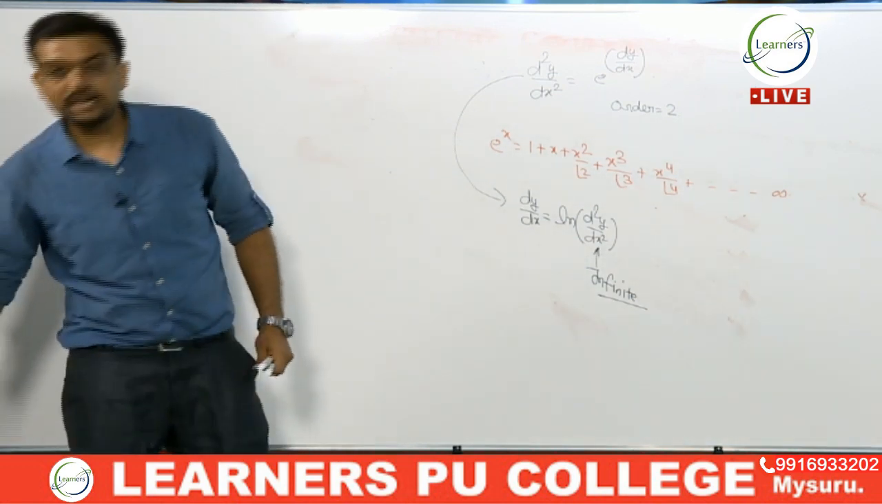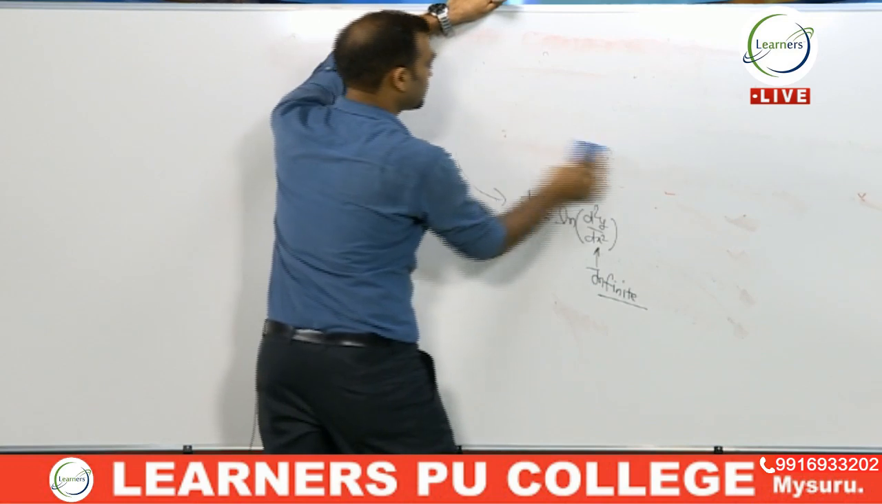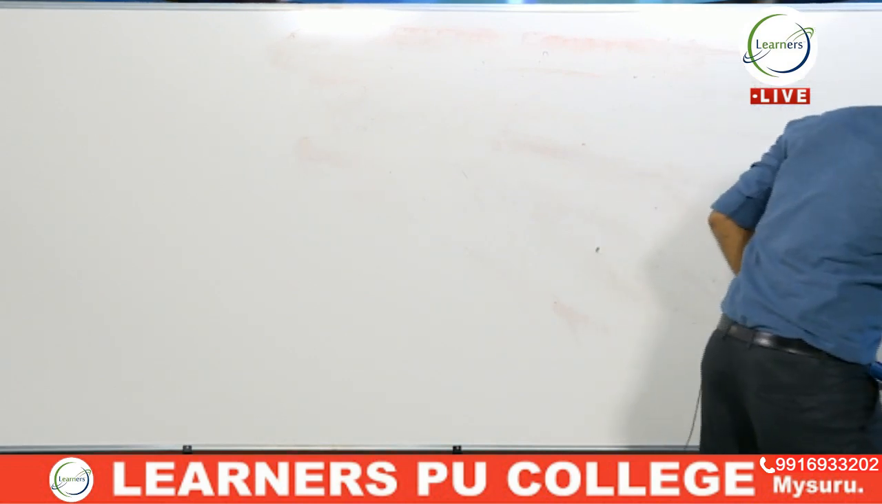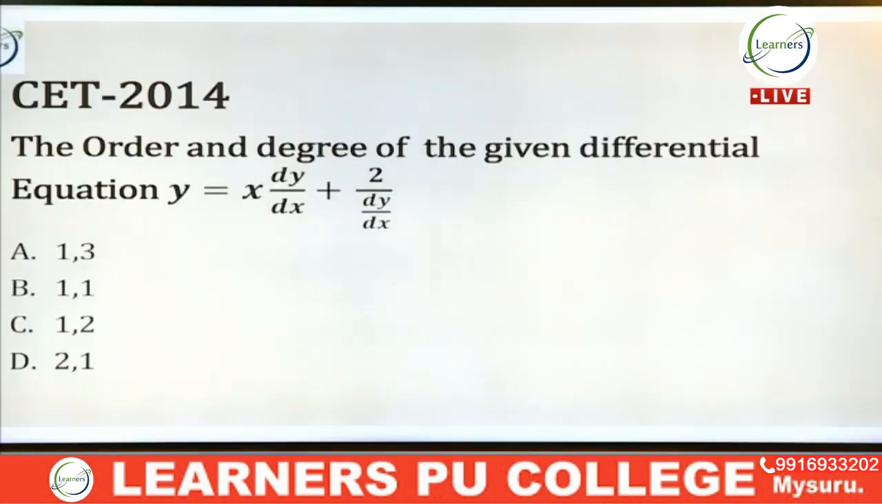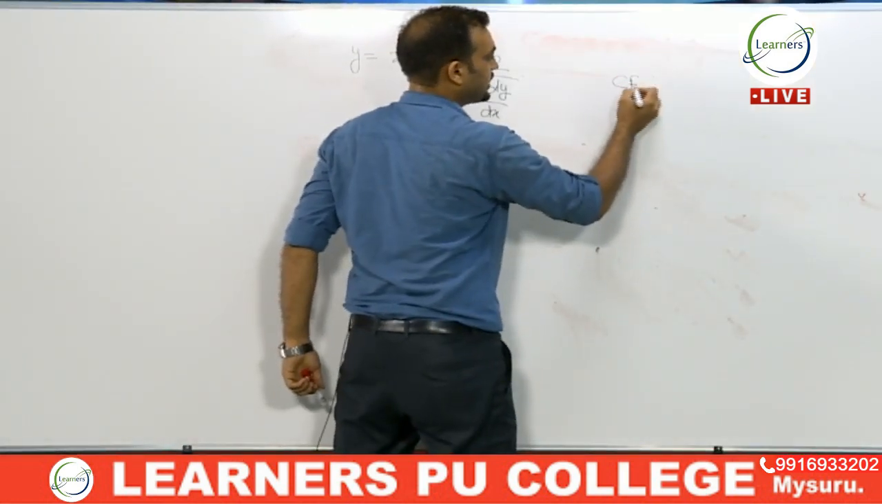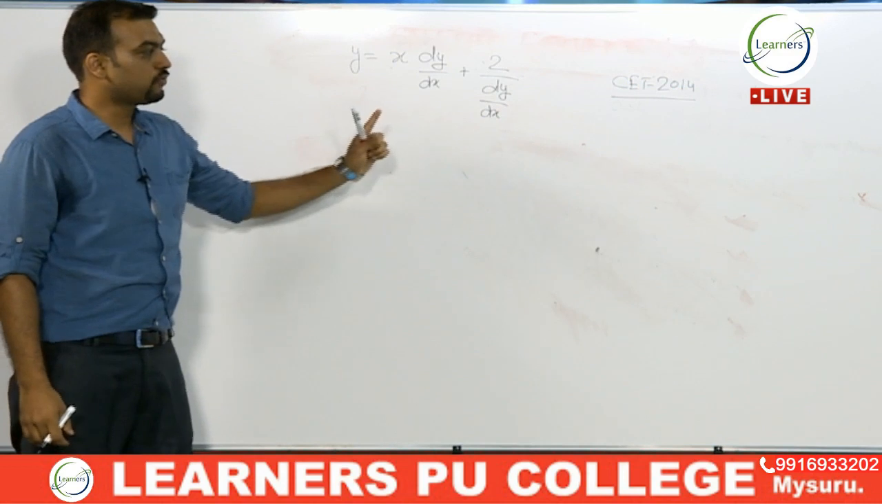Now I am going to take examples from previous year CET problems based on order and degree of differential equation. Okay, so I'll take the first problem. This is CET 2014, they have asked this problem. They have written y is equal to x dy upon dx plus 2 upon dy upon dx. This is the differential equation asked in the CET 2014 exam, and we have to find out the order and degree.